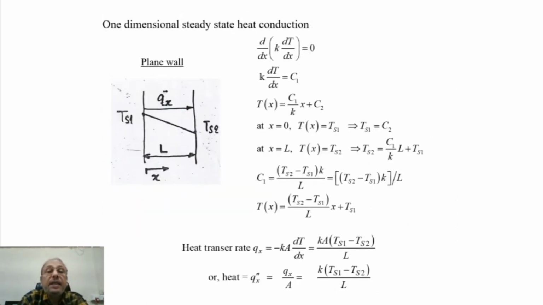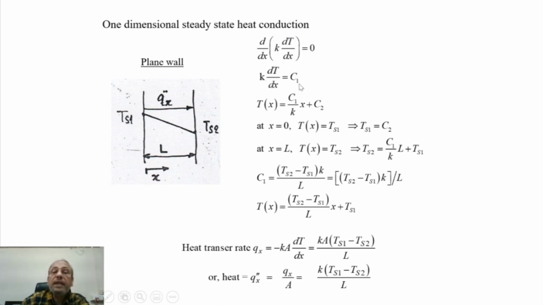So having done this, we can easily extend this analysis for one-dimensional steady-state conduction. There, if we have a plane wall or slab which has temperature Ts1 on one side, Ts2 on the other side, the slab length is L, and x is the direction of heat flux given by qx double prime. So the governing equation will be d/dx of (k dT/dx) equal to 0.